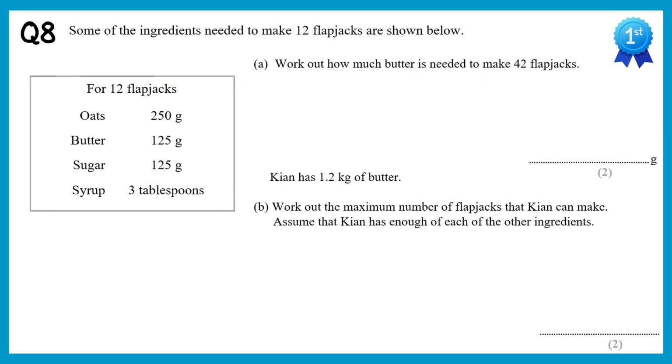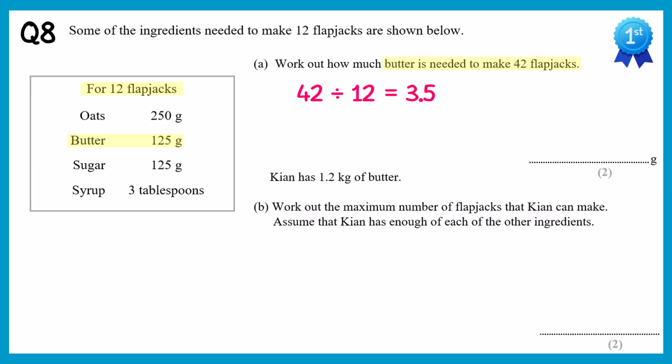In this question, we need to work out how much butter is needed to make 42 flapjacks. You can see we've been given the recipe for 12 flapjacks, and the amount of butter we need for those is 125 grams. So what we want to do for this question is divide 42 by 12. This gives us 3.5, and tells us we need to repeat this recipe for 12 flapjacks 3.5 times.